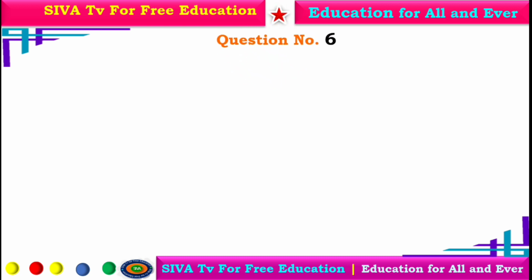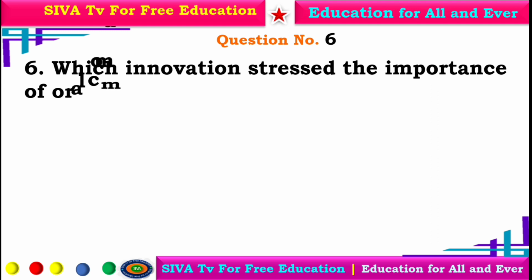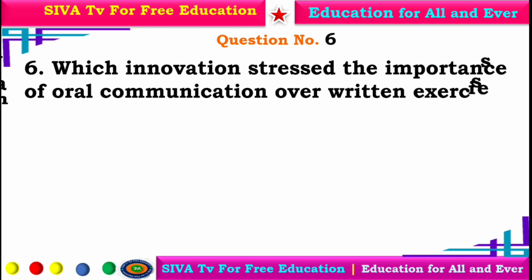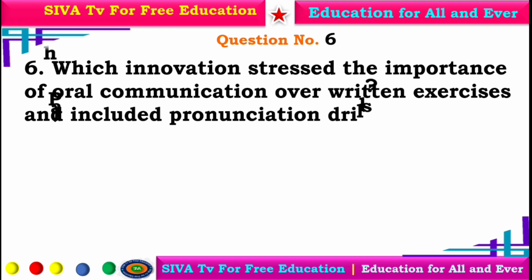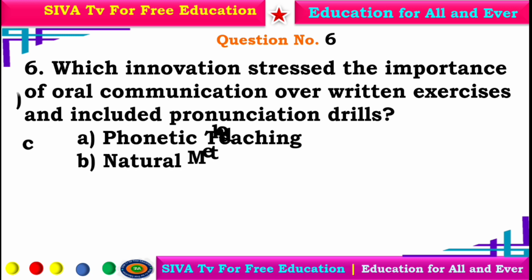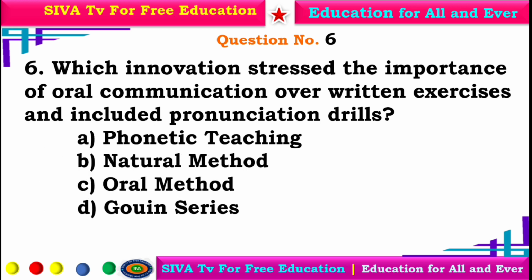Question number 6. Which innovation stressed the importance of oral communication over written exercises and included pronunciation drills? Option A, phonetic teaching. Option B, natural method. Option C, oral method. Option D, Gouin series. The correct answer is option C, oral method.